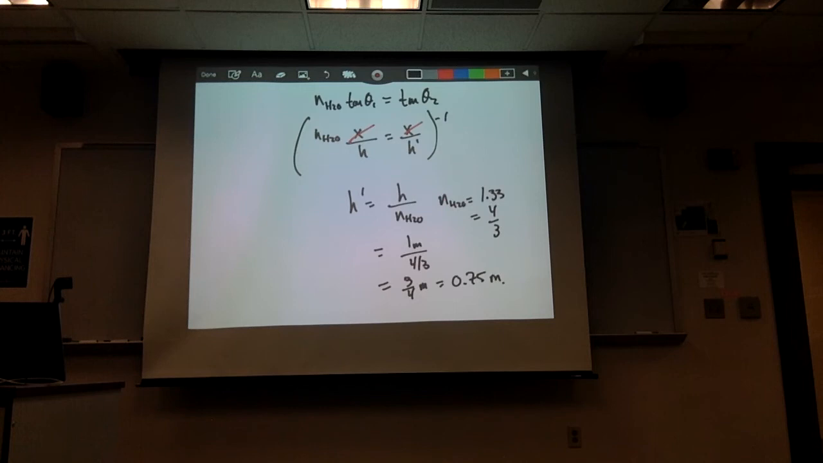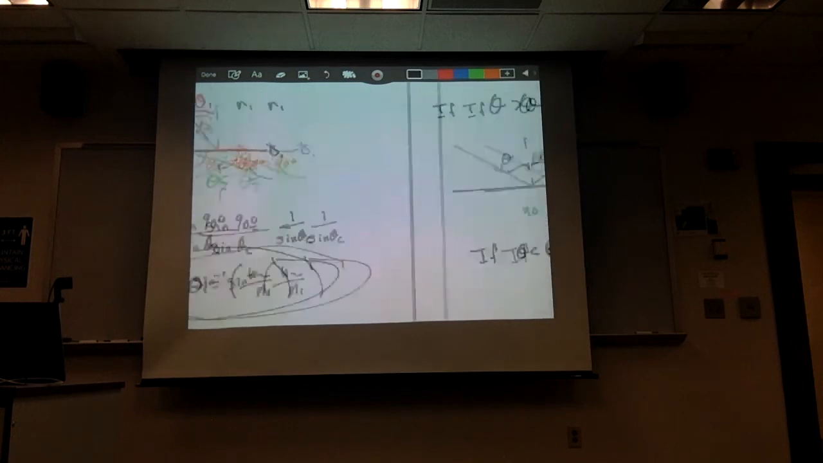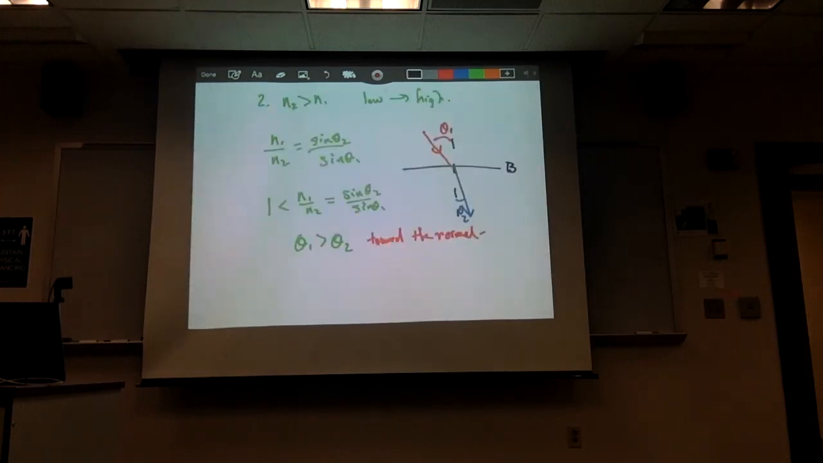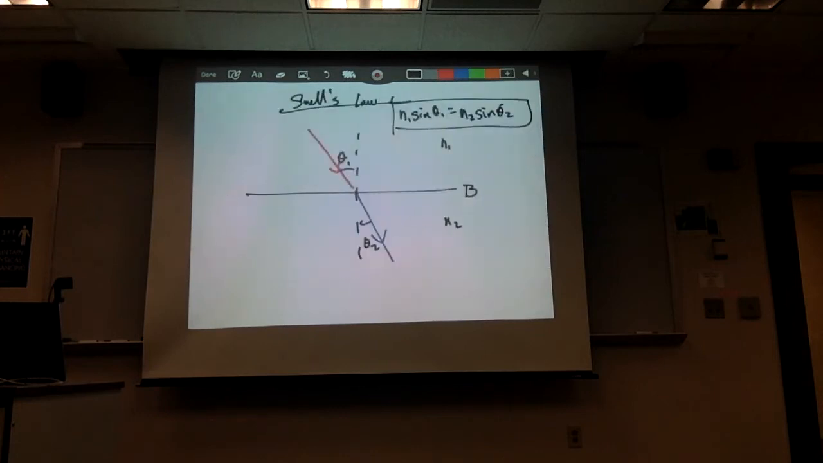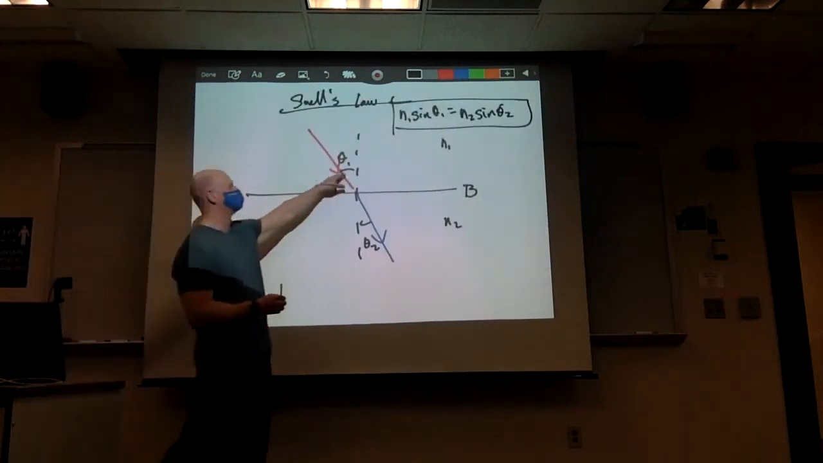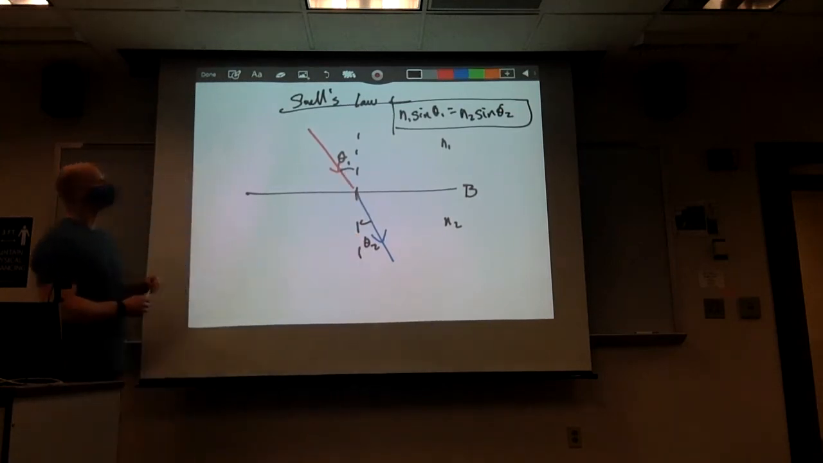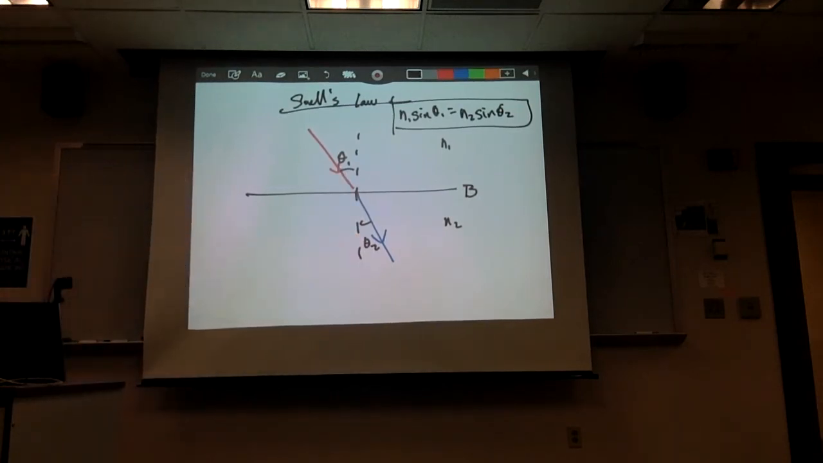So good. So Snell's law. Again, Snell's law simply says that if I want to know the angle at which this thing is bent, all we need to know is the indices of refraction as well as the incidence angle, and then from there we can determine the whole thing.